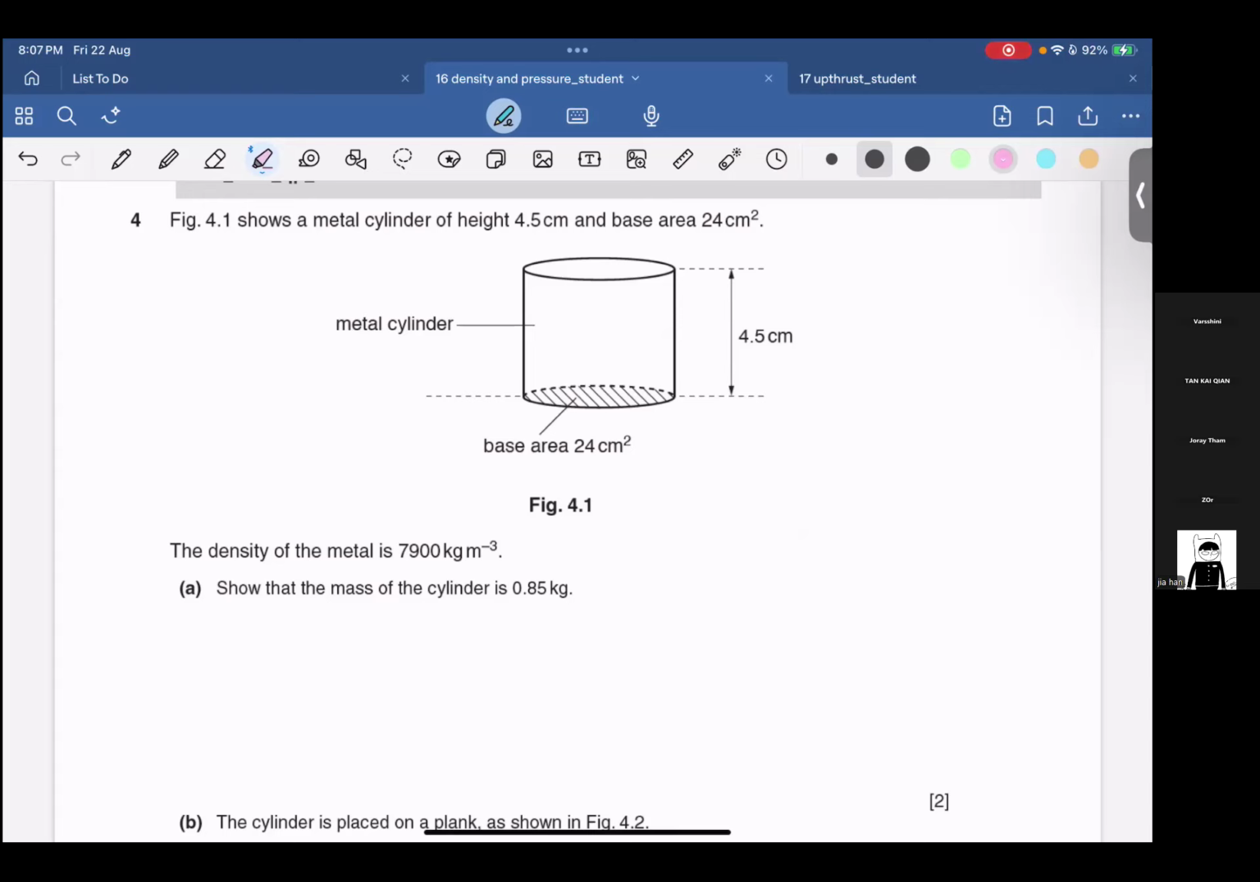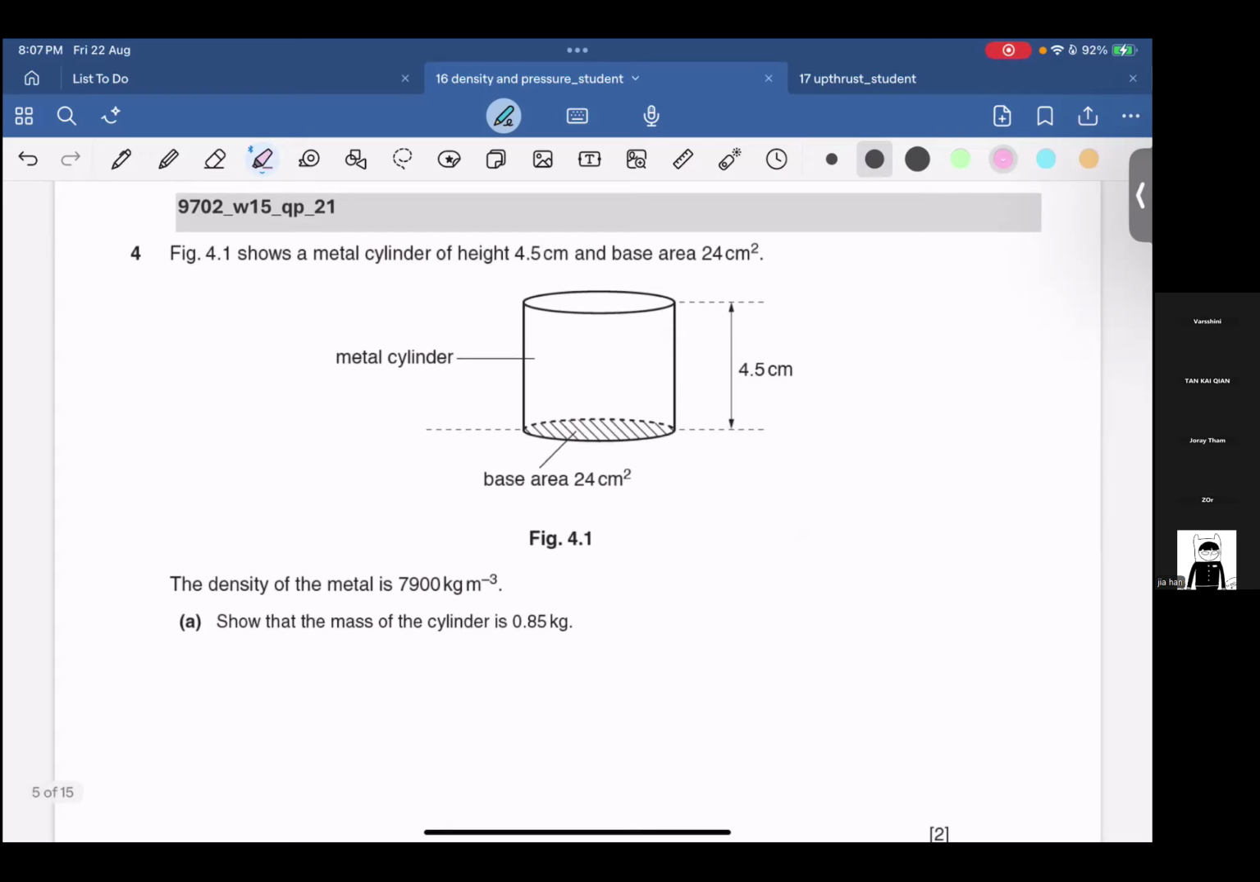Okay, we already go to the next page. Now boys and girls, first one, try using the density formula. Do you able to prove that the mass is 0.85 kg? Be careful with the unit always. In our A level, they like to give you different units, so you have to convert it. Only use the formula. So here, kg per meter cubed, so all the cm we have to convert into meter.